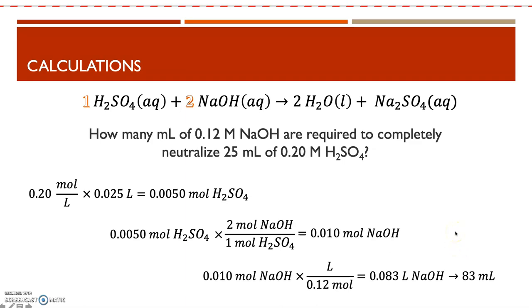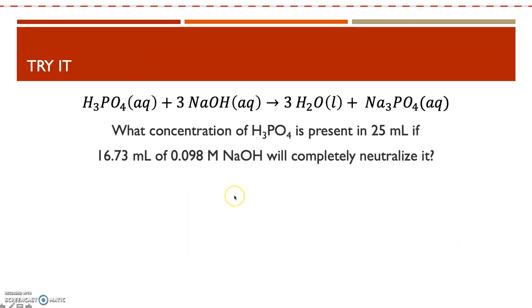So we have a problem here that you can try. This is another polyprotic acid. This is phosphoric acid. It has 3 acidic protons for every 1 molecule. So what is the concentration of phosphoric acid if you've got 25 mL of phosphoric acid, if in order to completely neutralize it, you need 16.73 milliliters of 0.098 molar NaOH? So you can pause the video and try this on your own.